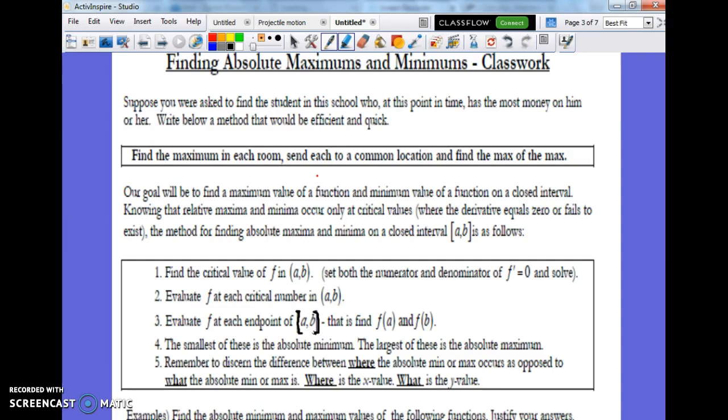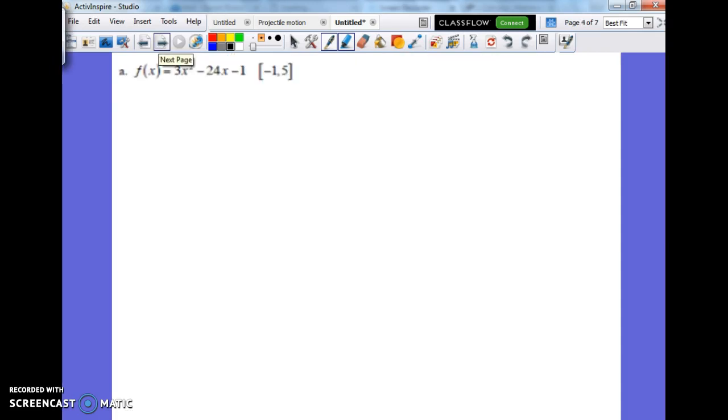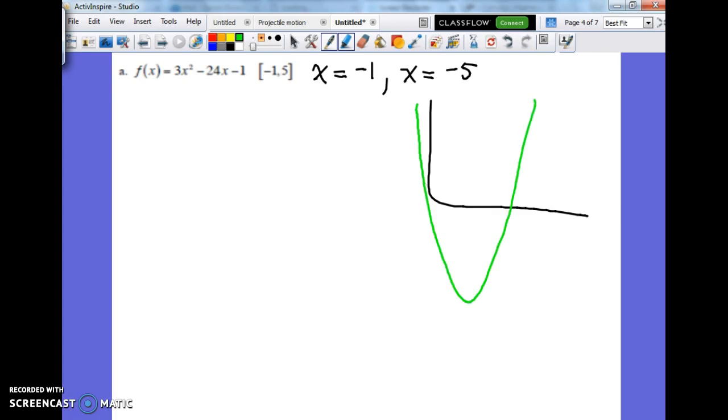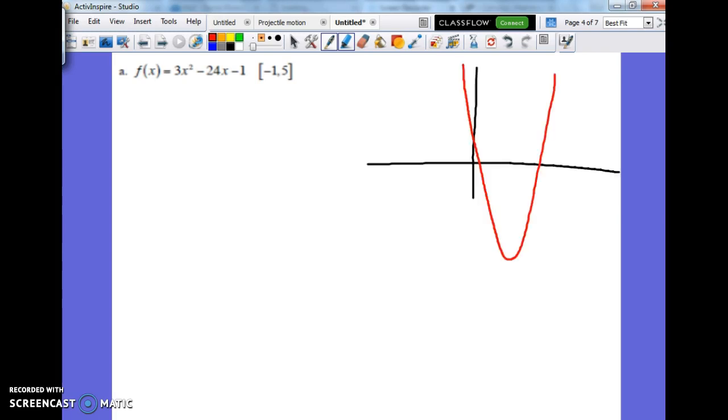So example one shows us a function that's a parabola. And we need to find the maximum and the minimum of this area. We have to include negative one. We have to include all the x values, and we also have to include everywhere in between, which would be a minimum or a maximum. For instance, the graph of this looks something similar to this right here. Something like this. Let me fix that. Okay, that's more like it.